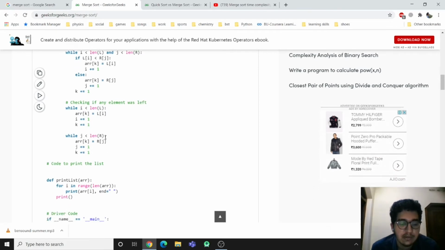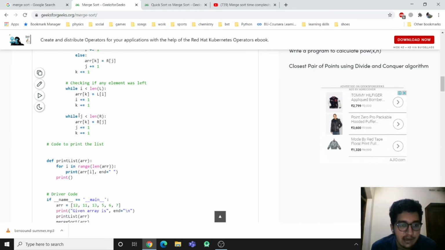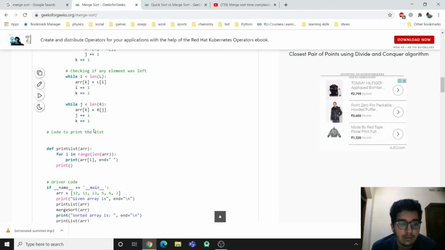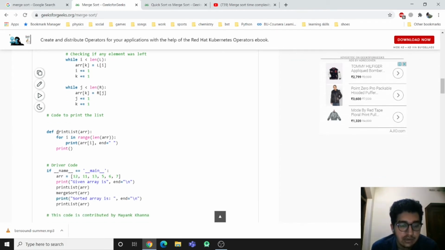Now they'll check whether any element is left: while i is lesser than length of L, array of k equals L of i. Now increment both i and k, and finally they'll check while j is lesser than length of R, array of k equals R of j. Now they'll increment j and k. Now to print the list, here using the function printList of array, for i in range length of array, print the array.